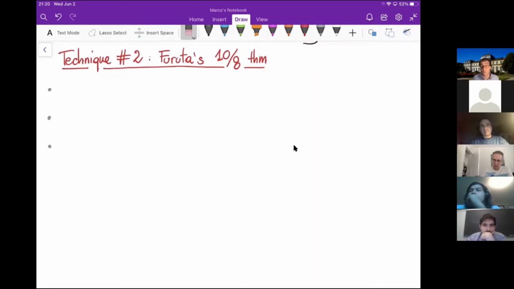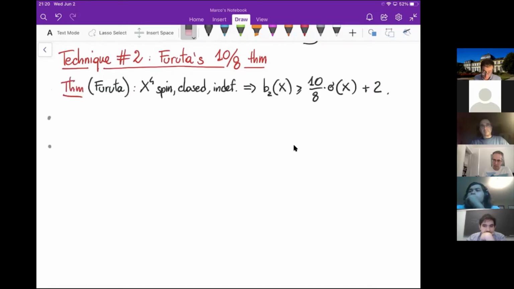So in the last minutes, I'd like to give an outline of another technique to obstruct H-sliceness. It still uses gauge theory. So in particular, it uses Furuta's theorem, and let me recall it first. Furuta's theorem says that if X is spin, closed, and indefinite, then its second Betti number is bounded below by 10/8 of the signature of X plus 2.